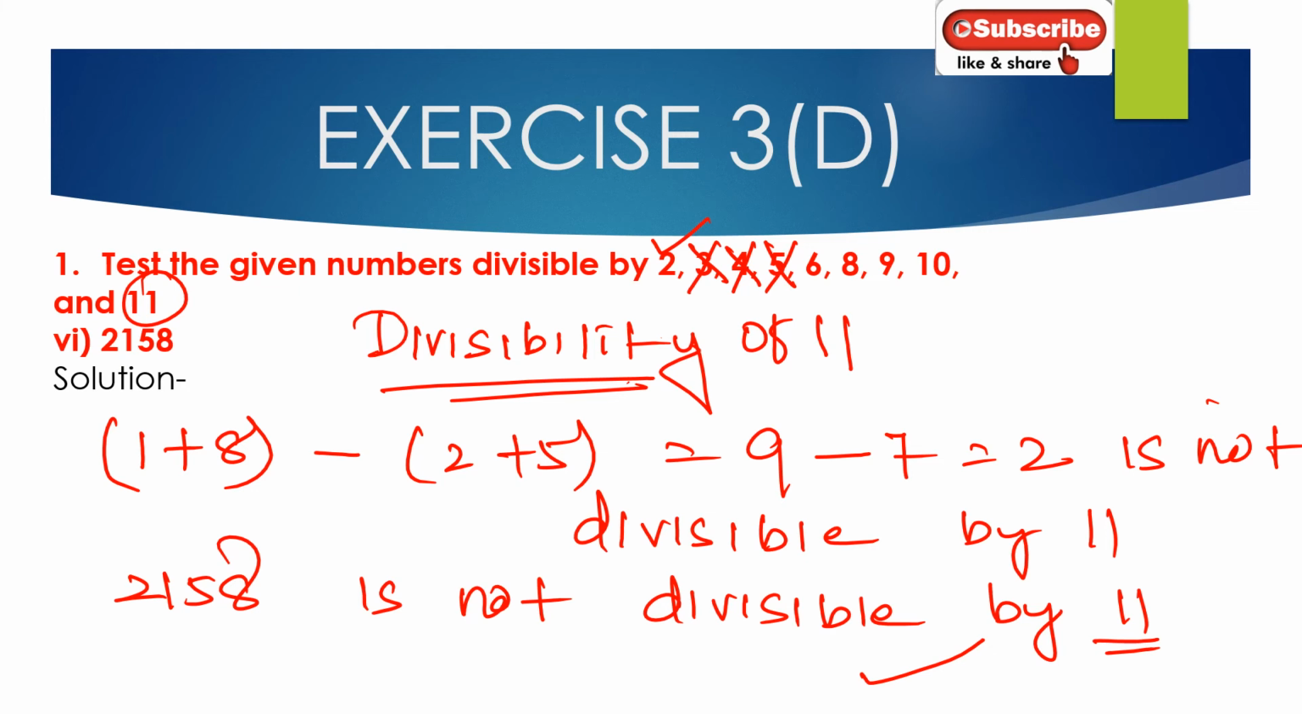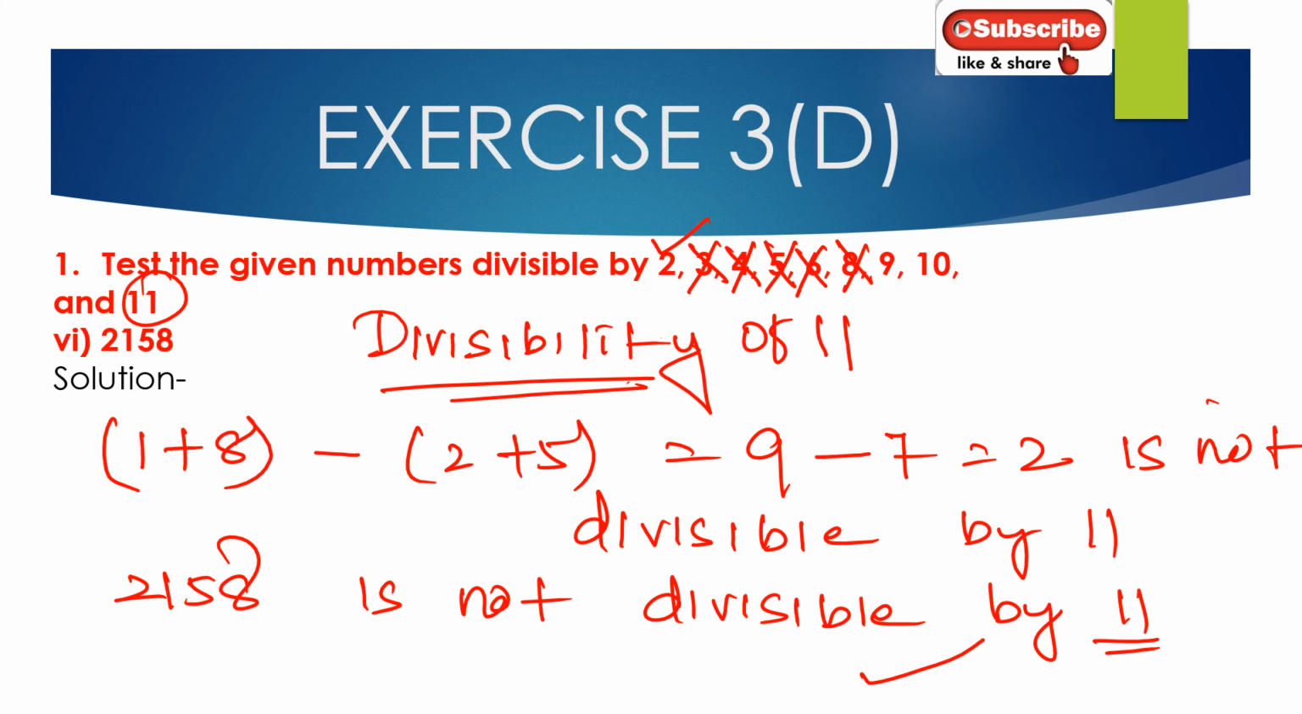And the number is divisible by 2 only, because the last digit is 8, which is divisible by 2. The sum of digits of the number 2158 is 16, which is not divisible by 3. So this number is divisible by 2 and not divisible by 3. So this number 2158 is not divisible by 6, because it is only divisible by 2 and not by 3. The last three digits of the number are 158, which is not divisible by 8. So this number 2158 is not divisible by 8.